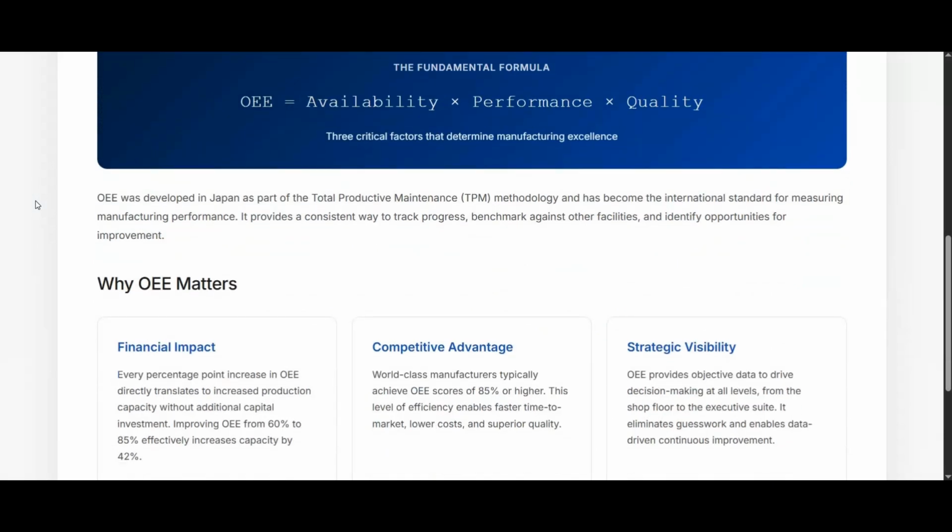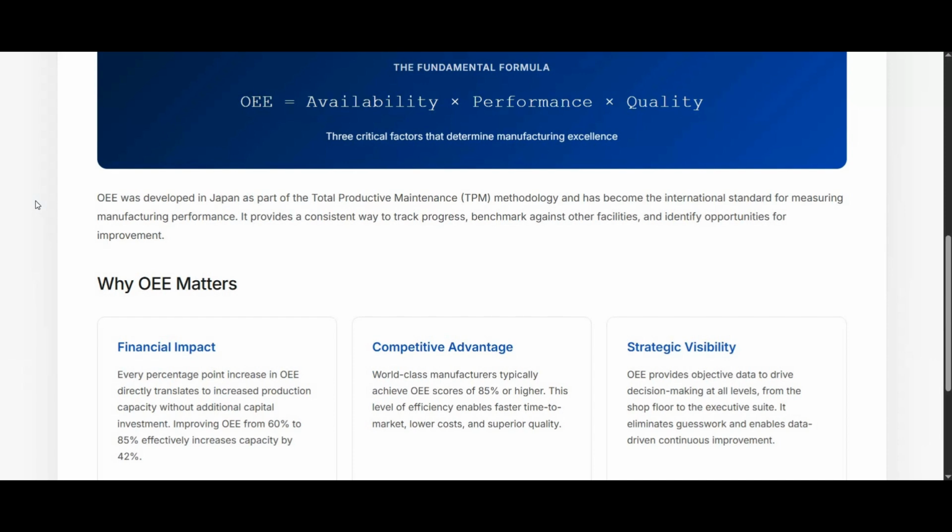OEE didn't just appear out of nowhere. It was first developed in Japan as part of a system called Total Productive Maintenance, or TPM for short. The idea was simple: involve everyone from operators to managers in keeping equipment reliable and productive. Over time, OEE became an international standard for measuring how effective a production system really is.